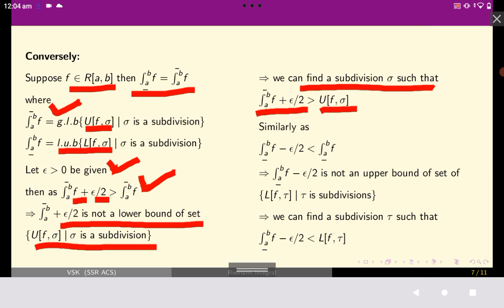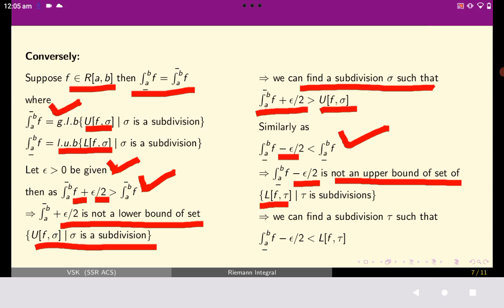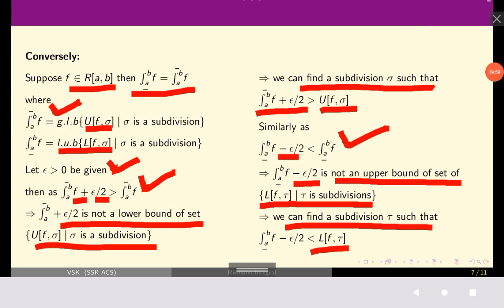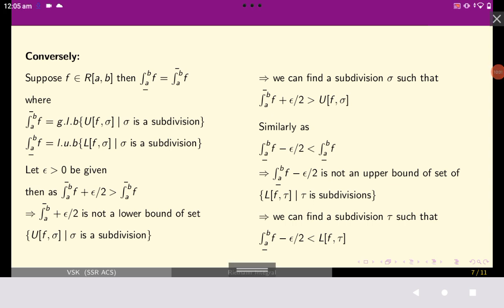Similarly, the lower Riemann integral minus epsilon by 2 is less than the lower Riemann integral. It means that this lower Riemann integral minus epsilon by 2 is not an upper bound of the set of lower Riemann sums where tau is a subdivision. So we can find a subdivision tau such that the lower Riemann integral minus epsilon by 2 is less than the lower Riemann sum with respect to tau. So these two things are important here to note. This is the first thing and this is the second thing.